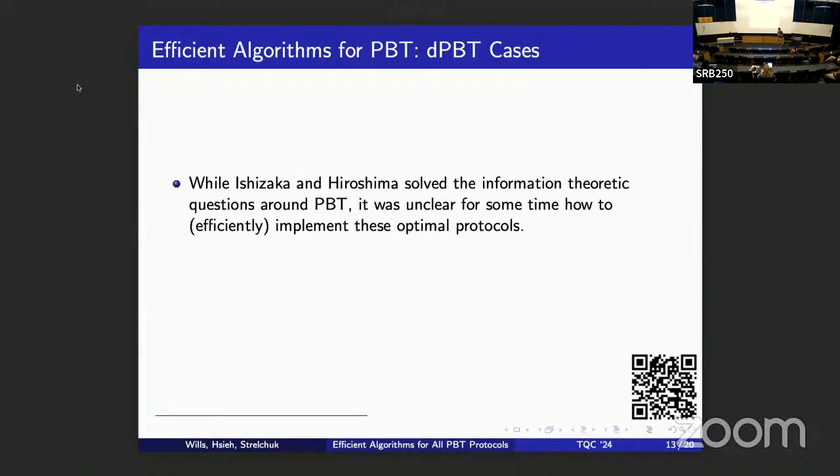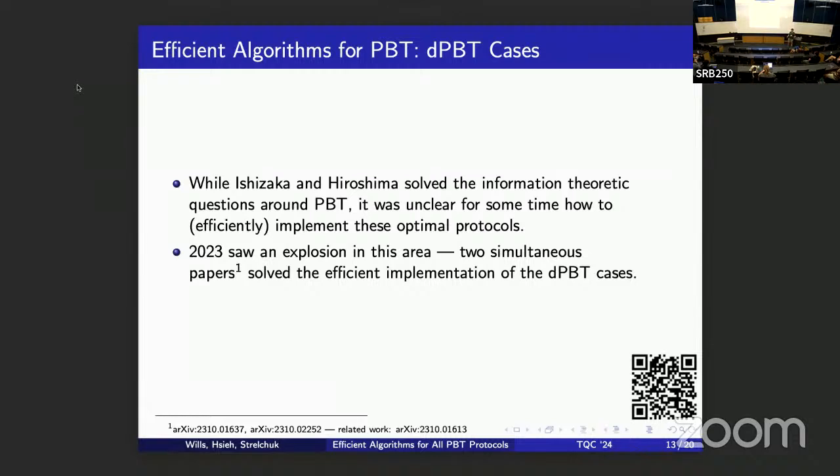So Ishizaki and Hiroshima solve this kind of information theoretic problem, and they give us the optimal POVM and optimal resource states. Now, while the expressions for the POVMs were relatively simple, it's kind of non-trivial how to actually implement them efficiently. Of course, they can always be implemented in time exponential in n, but implementing them in gate complexity poly n is non-trivial.